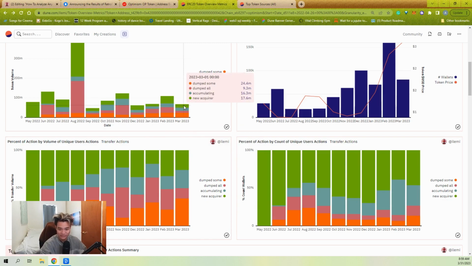It's worth noting that the volume has been pretty stable at about 100 million tokens transferred. Note, this isn't traded, this is transferred. 100 million tokens transferred basically every month. So the volume hasn't really picked up.